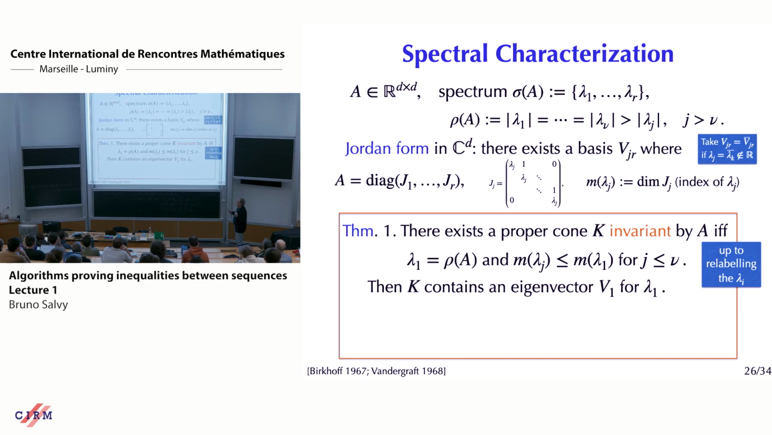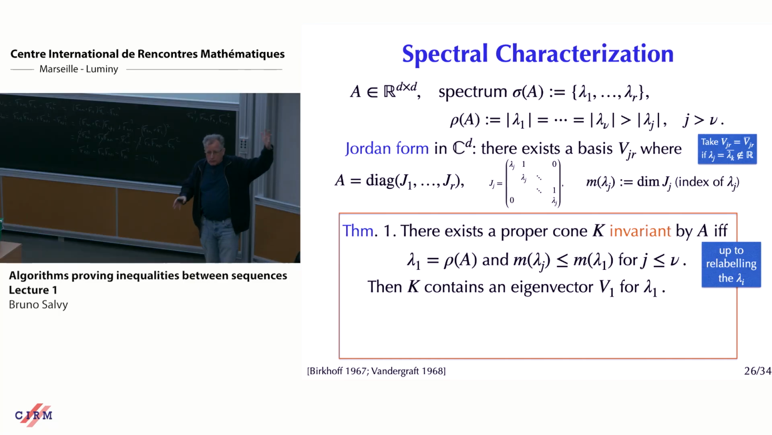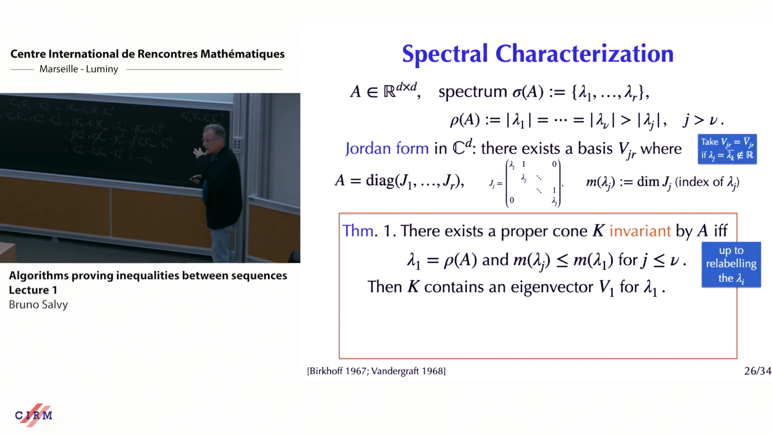And for all dominant eigenvalues, their index is at most that of lambda 1. So their blocks cannot be wider. And in that situation, the cone contains an eigenvector for lambda 1.